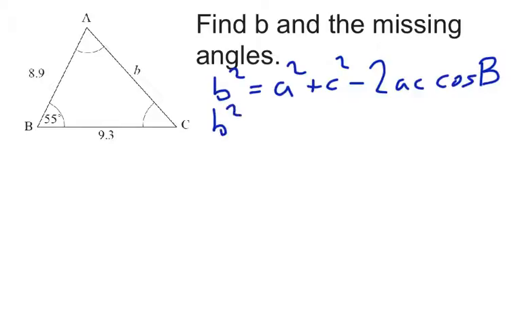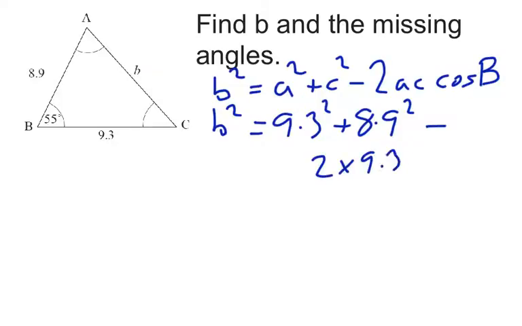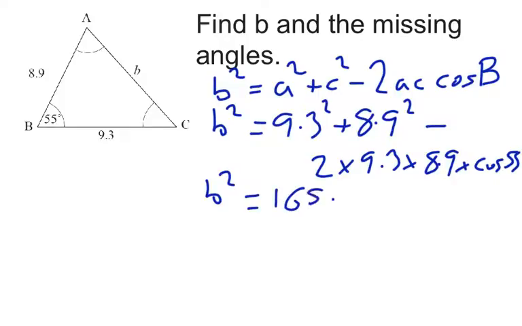So in this case, B squared equals, well, A is 9.3, C is 8.9, minus 2 times 9.3 times 8.9 times cos of 55. When we put that all into our calculator, we get B squared is equal to 165.7 take away 94.949, which carries on going.